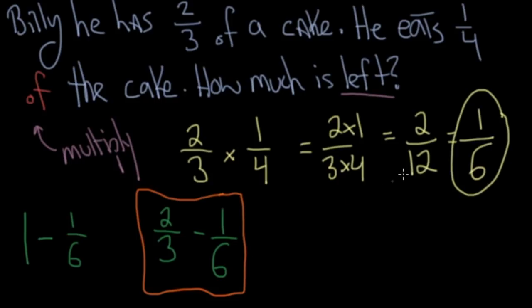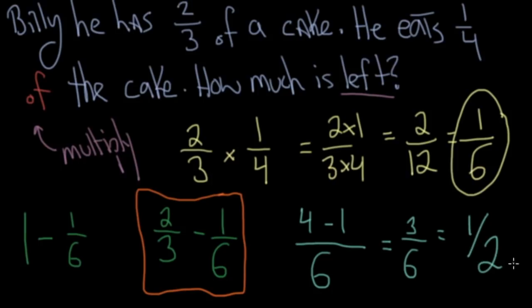So if we have to do this one, we need common denominators because we're subtracting. So we're going to make everything over 6. And what we end up doing is that 2/3 becomes 4/6. So we get 4 minus 1, which is 3/6, which simplifies to 1/2. And that is how much is left over.